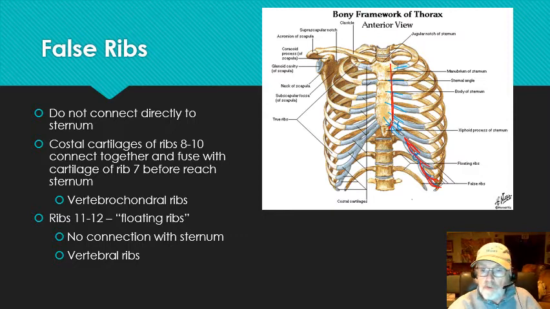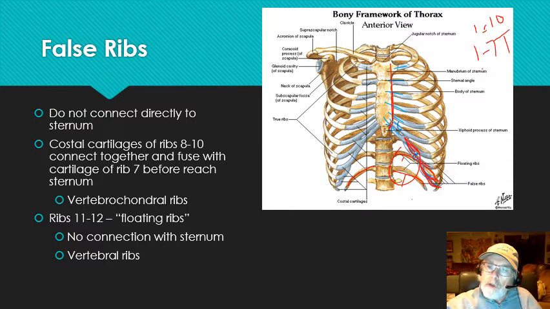That leaves my last two, 11 and 12. These are called floating ribs, because they come out and they stop. There's no costal cartilage. There's no connection, no costal cartilage that takes it to the sternum. The only ribs that attach to the sternum, directly or indirectly, are 1 through 10. 1 through 7 are true. 8 through 10 are false. And 11 and 12 are false, but they're called floating.